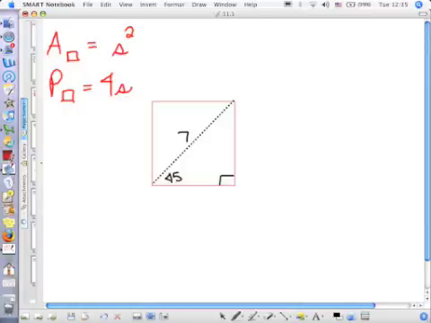Suppose I asked you to find the area of this object. First off, I haven't told you it's a square. Can you prove to me that it's a square? Logically, yes, you can. Raise your hand to explain it to me. The diagonal is 45, 45, 90, and then the angles are bisected. Okay, well, let's just start with this.